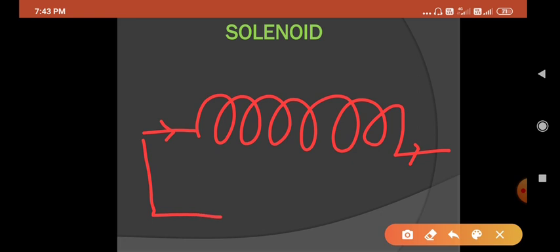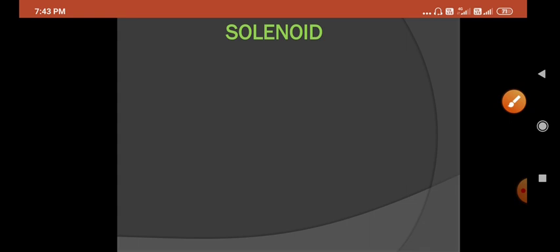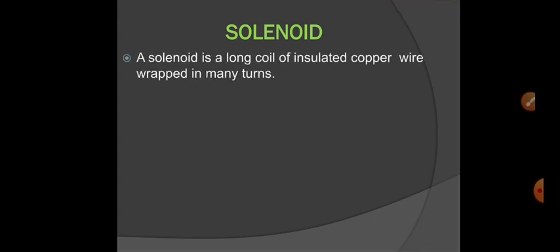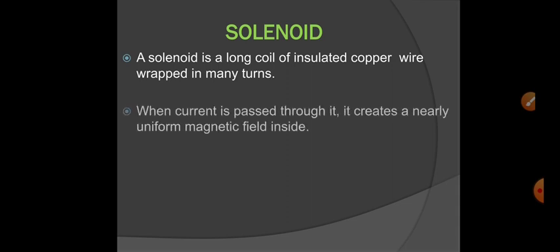Now see, when the conductor is arranged in this way, what will be the direction of magnetic field line? It is very difficult because in each turn the direction of current is changing. When your conductor is arranged in this shape it is called a solenoid. A solenoid is a long coil of insulated copper wire wrapped in many circular turns in the shape of a cylinder. When current passes through it, it creates a nearly uniform magnetic field inside.